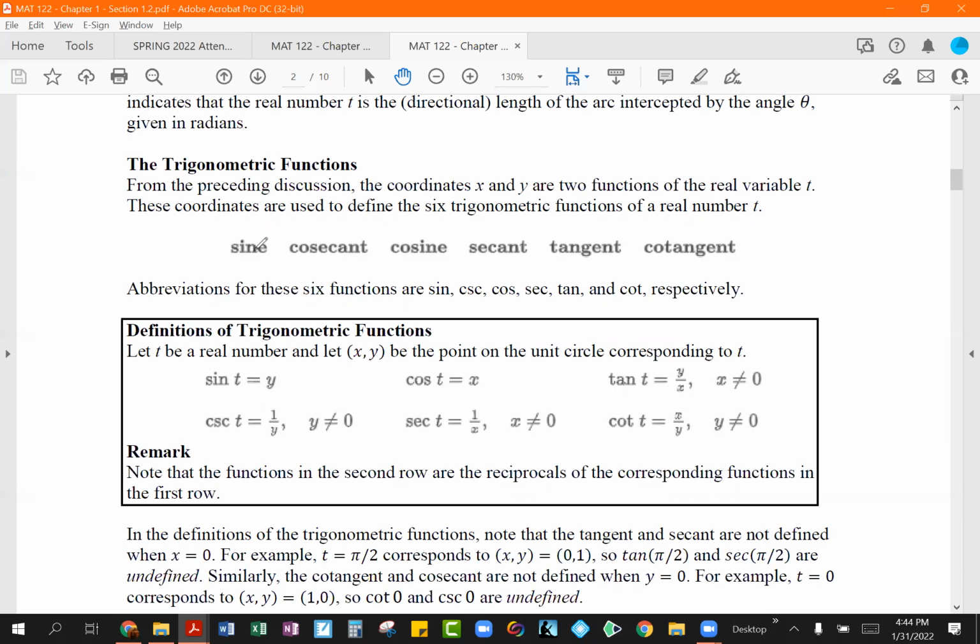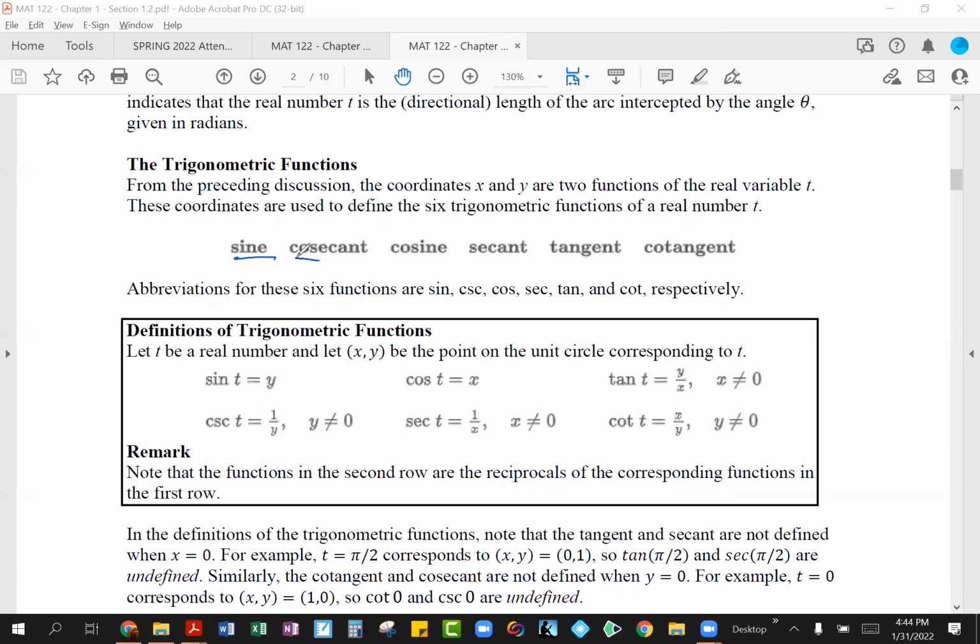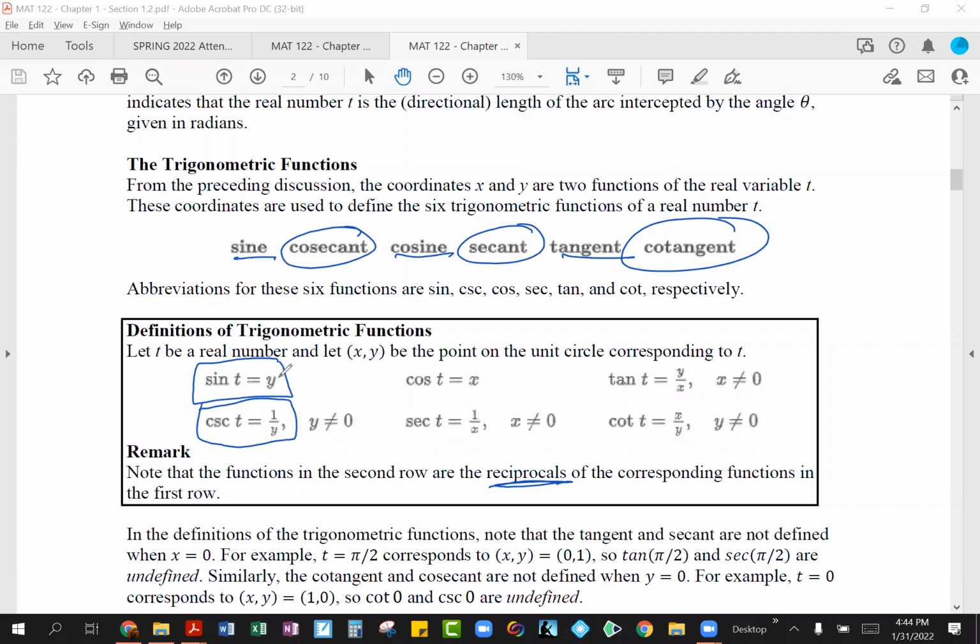So you actually have 3 main functions, which are sine, cosine, and tangent. Cosecant, secant, and cotangent are reciprocal functions for these 3 main functions. So if you look at the definition over here, we are defining sine of that real number t as y. Since cosecant is its reciprocal, you will see the cosecant becomes 1 over y, because think about this. If we're saying sine t equals y, well, I can write that as y over 1. So when I take its reciprocal, that becomes 1 over y.